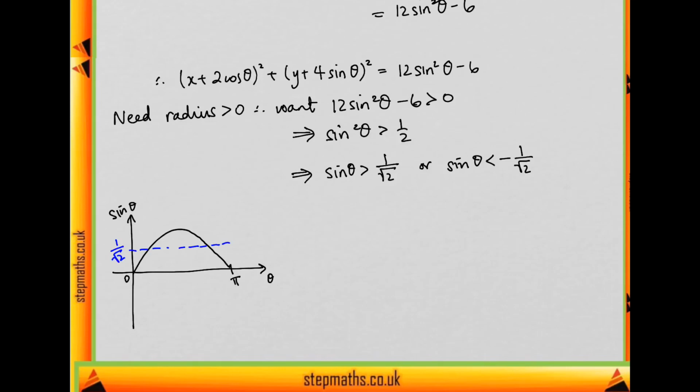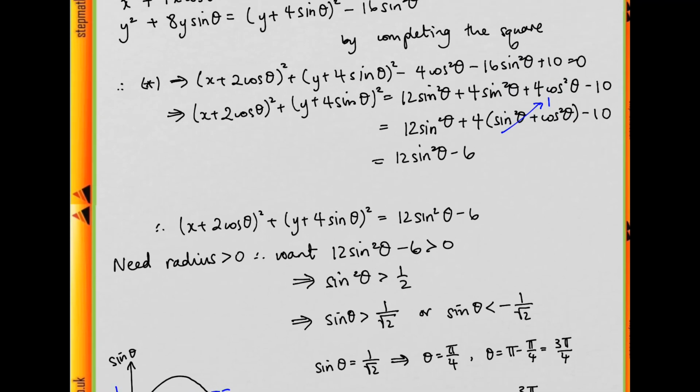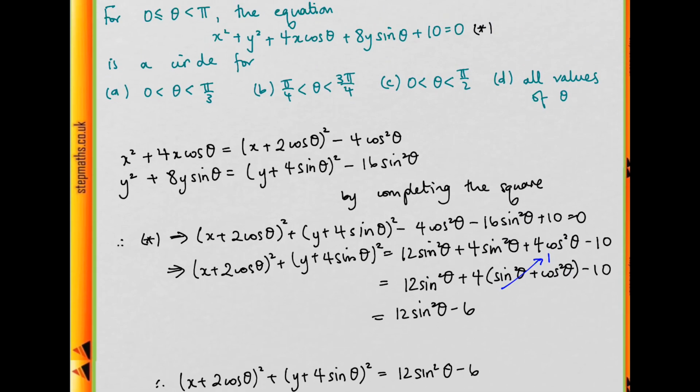Okay, so when is that going to happen? We have that sine theta is going to be equal to 1 over root 2 when theta is pi over 4, which is this point, or pi minus pi over 4, which is 3 pi over 4, which is this point here. And we can see from this graph that sine theta is going to be greater than 1 over root 2 when it's between these values of theta. And so we want theta between pi over 4 and 3 pi over 4, and we see that that is answer B.